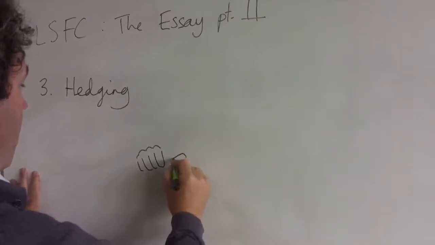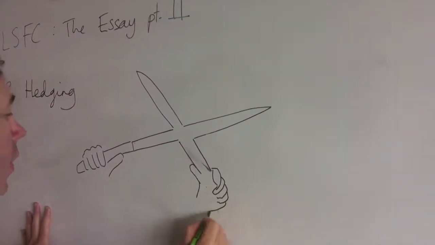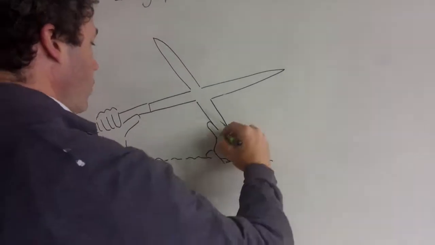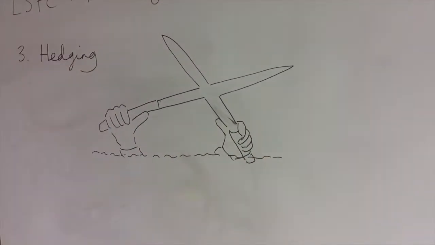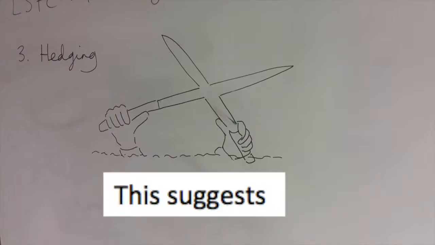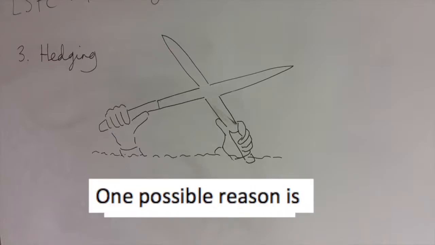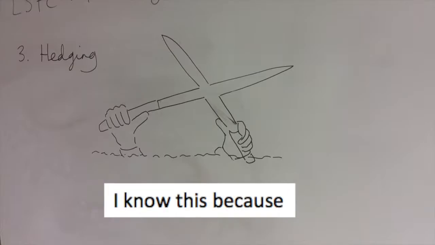The third thing that I want to talk to you about is sometimes called hedging. Hedging is there because essays are debates on a topic. They're a discussion. You're answering a question, but they're not scientific. You're not giving a proof, you're not giving a definitive answer, and your language should reflect this. Students want to write, "X proves that this is correct." Well, please don't. Your language should be discursive. Should be, "this suggests," or "it could mean," or "one possible reason is." And please leave "I know this because" at GCSE where it belongs.